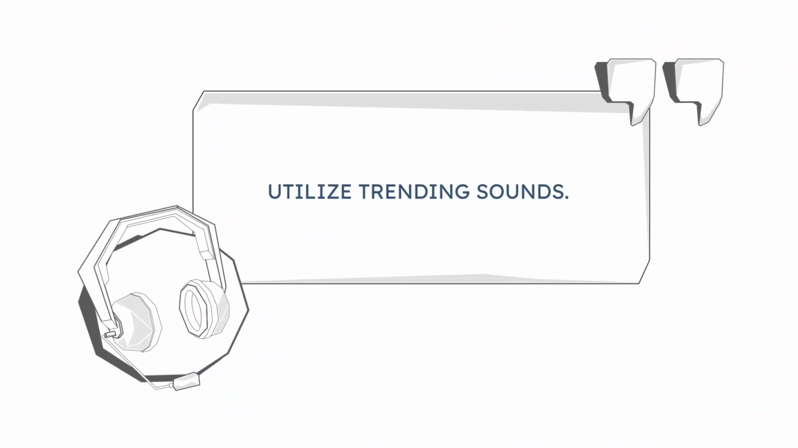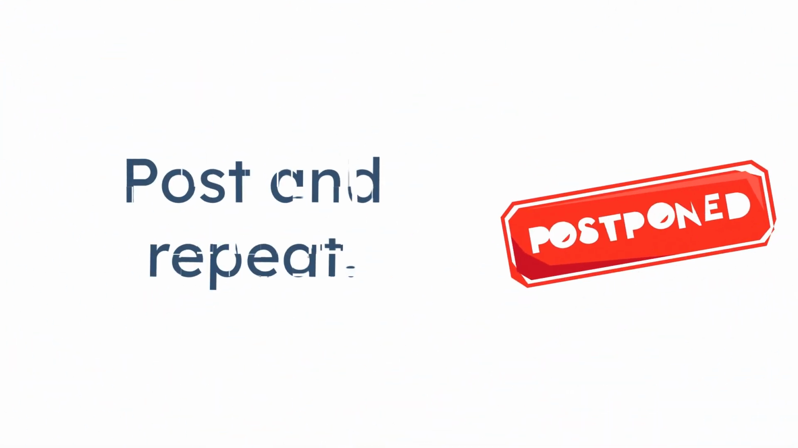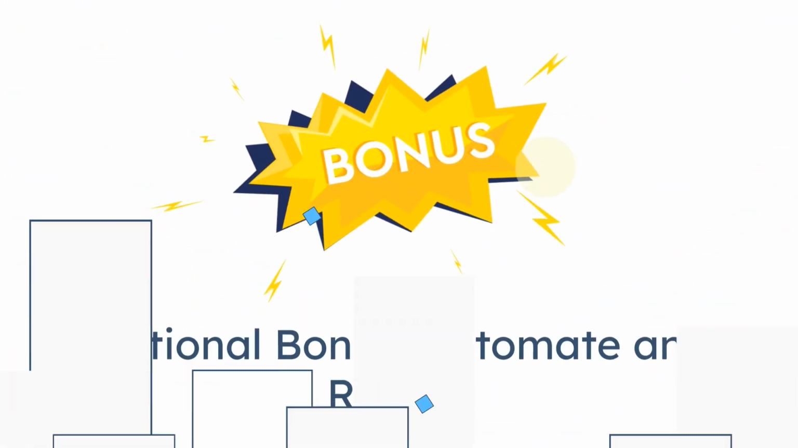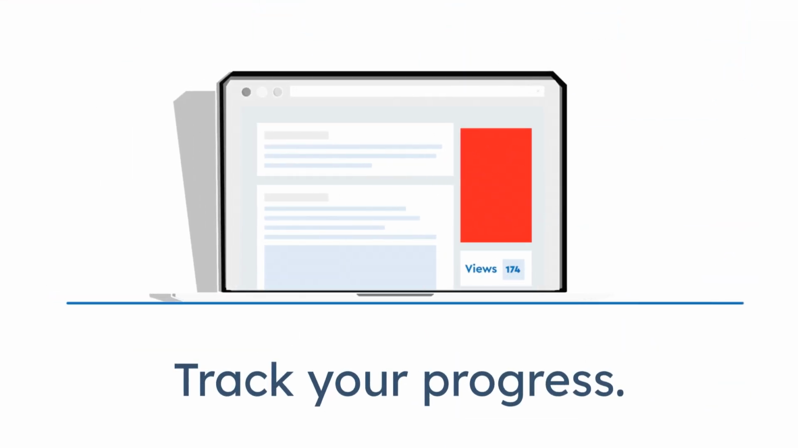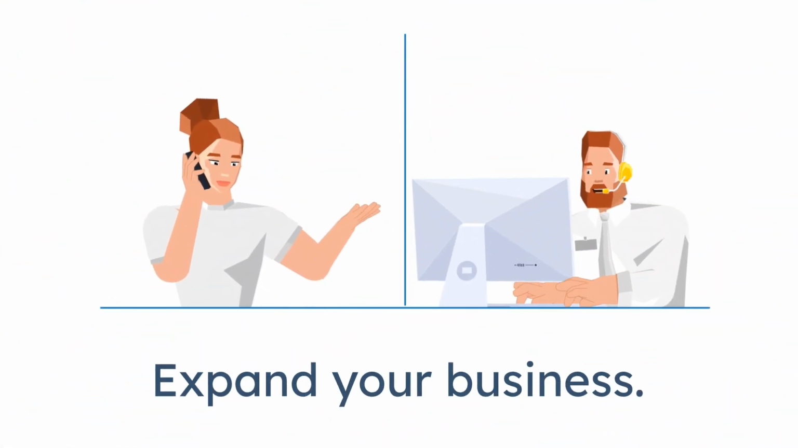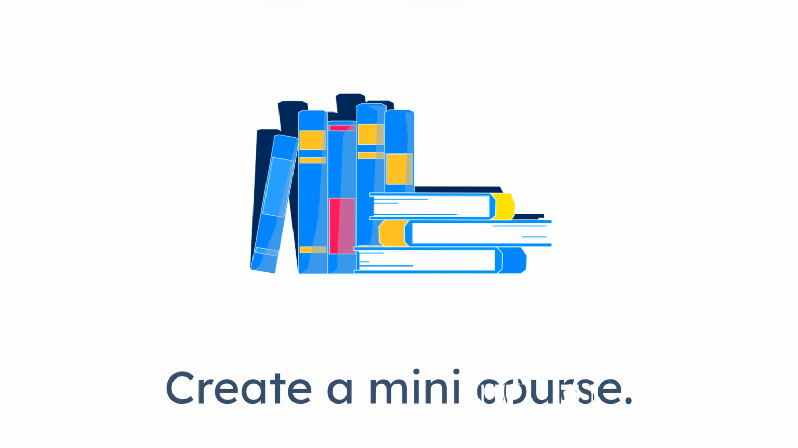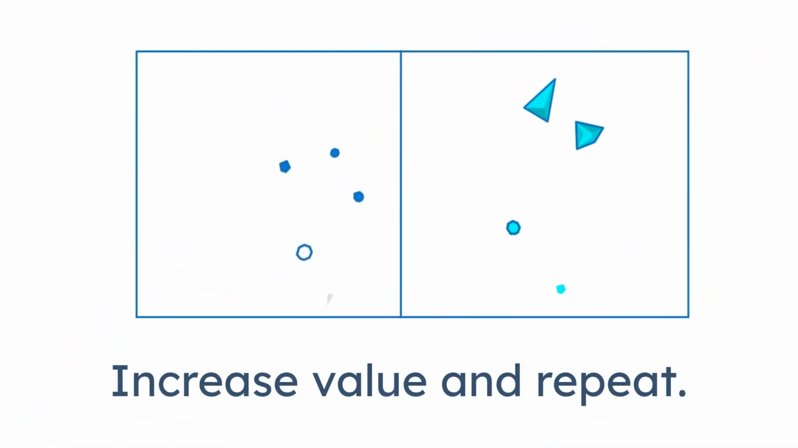Use trending sounds. Add smart hashtags like AI hustle, digital product, productivity. Post and repeat. Optional bonus, automate and repeat. Use Notion or Google Sheets to track views, posts, and sales. Add your Gumroad link to Linktree for easier access. Then take it further. Turn your ebook into a mini course. Bundle it with templates. Add value, rinse, and repeat.